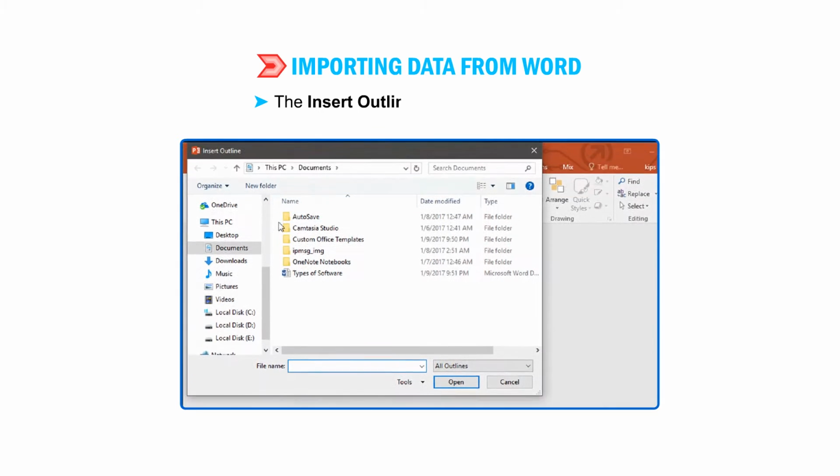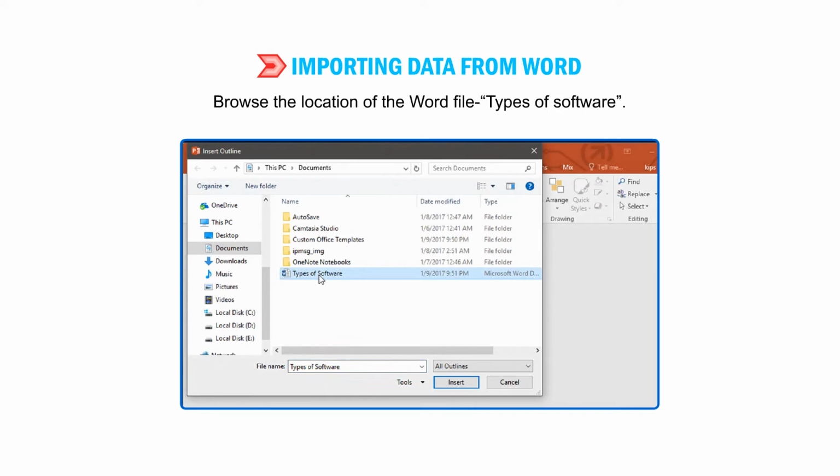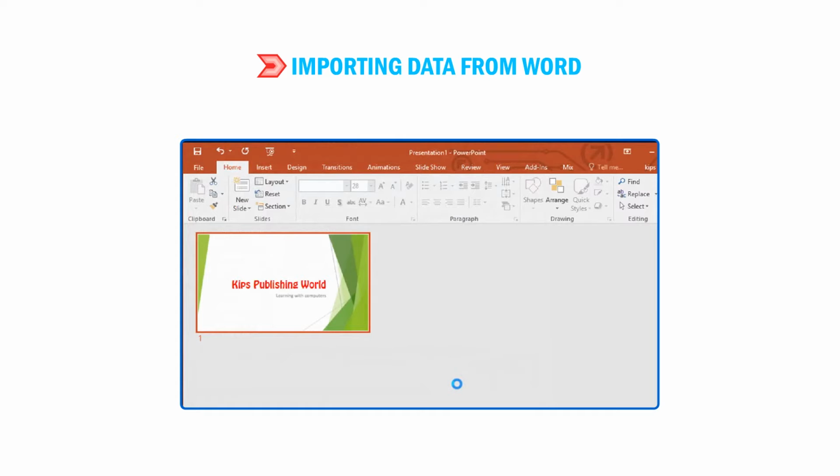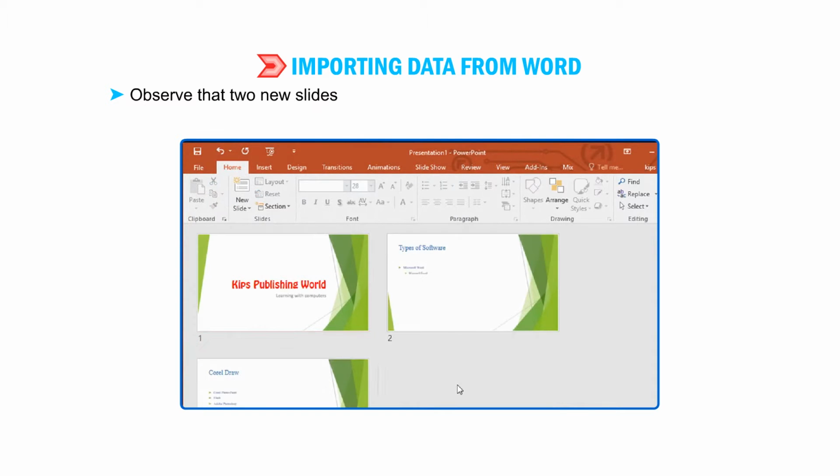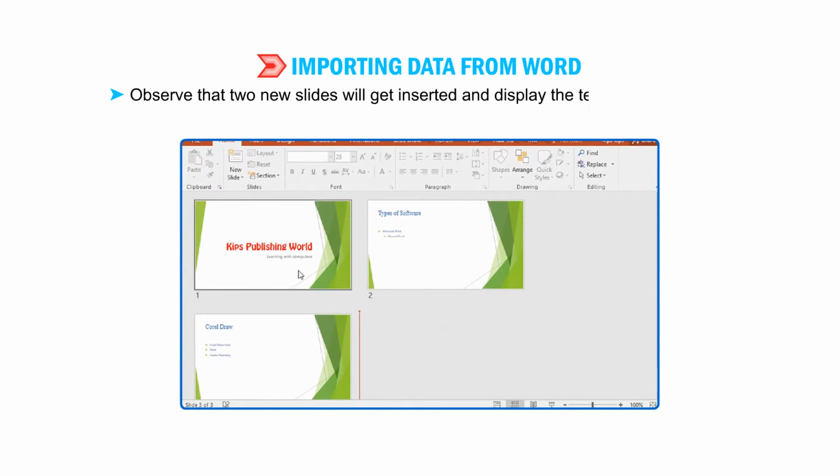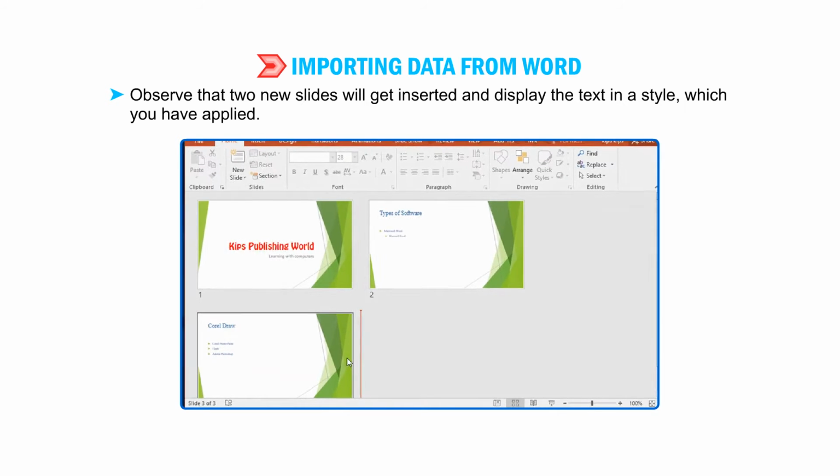The Insert Outline dialog box will appear. Browse to the location of the Word file, Types of Software. Select the file and click on the Open button. Observe that two new slides will get inserted and display the text in the style which you have applied.